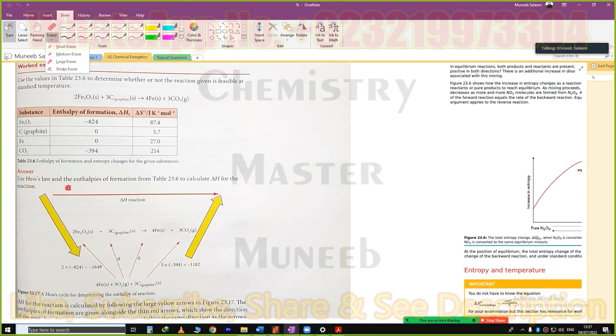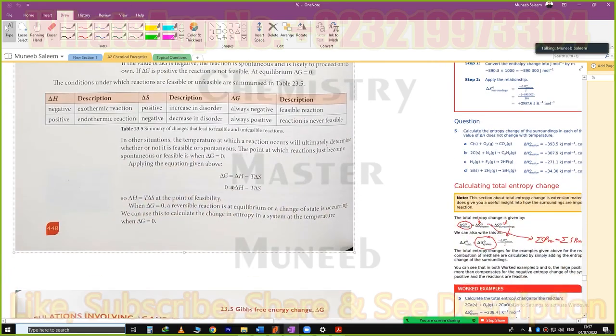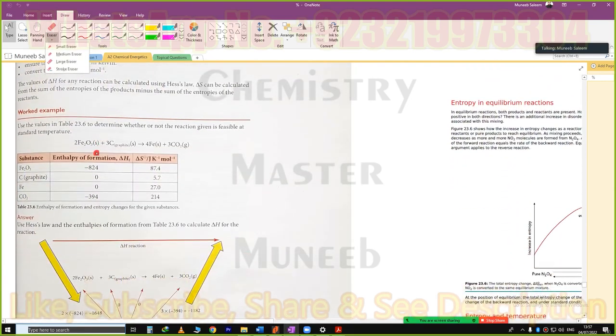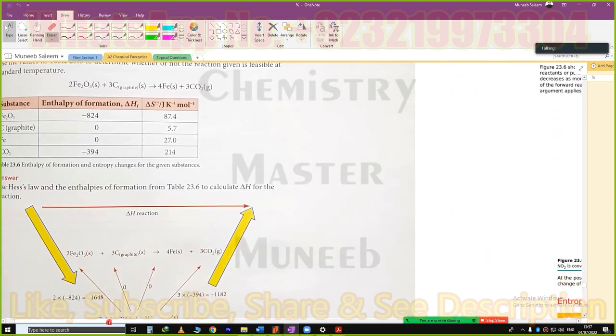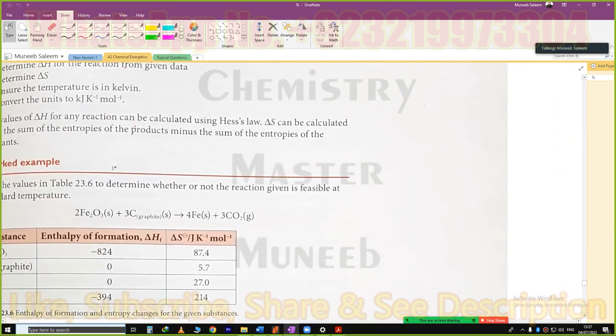Answer: use Hess's law and the enthalpies of formation from the table to calculate delta H for the reaction. Because we have to apply this equation, delta G is equal to delta H minus T delta S. For this equation we need all the values. First of all, we need the delta H. How can we find delta H for this type of reaction? If you recall your AS formula, what is the formula to find the delta H here? Bond breaking minus bond forming.